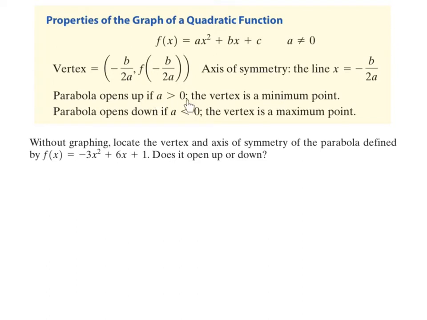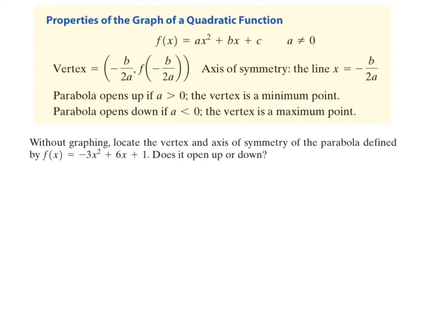And again, if you have an a value that is positive, your vertex is going to be a minimum, because that quadratic is going to open up and go up from that point. The opposite is true if your a value is negative. That's going to be a maximum, and your quadratic function is going to open downward.